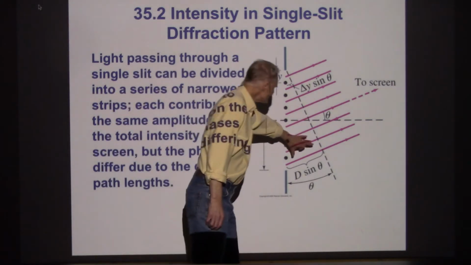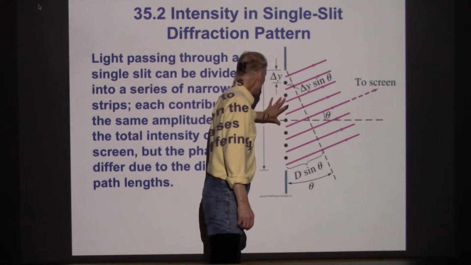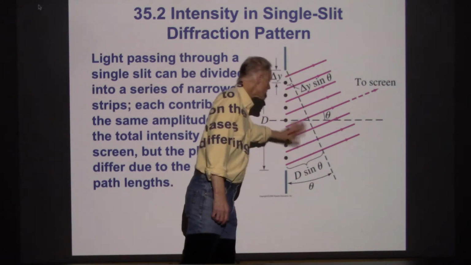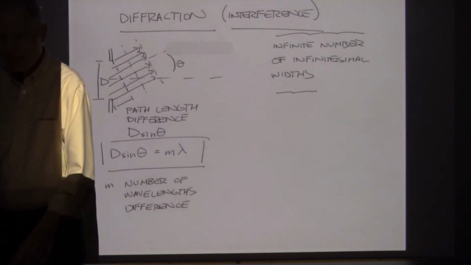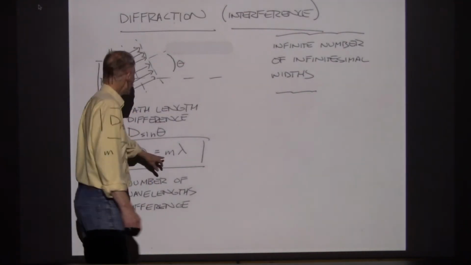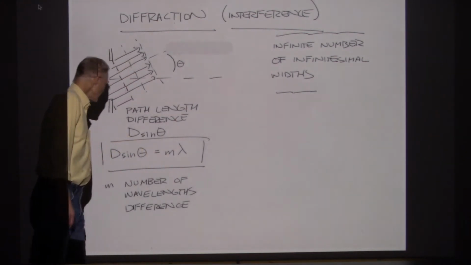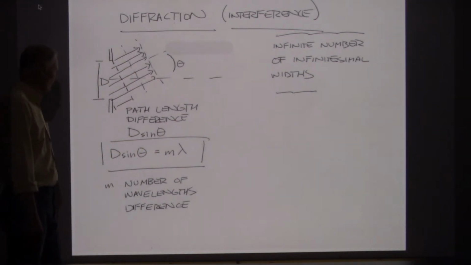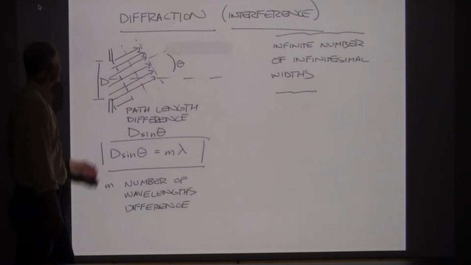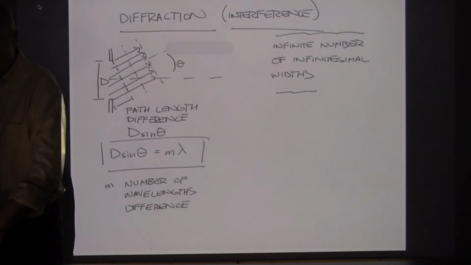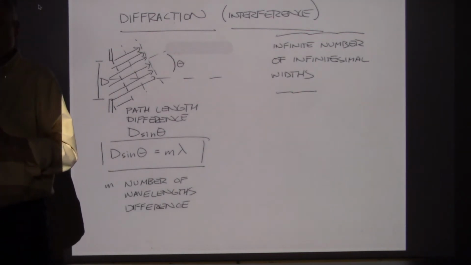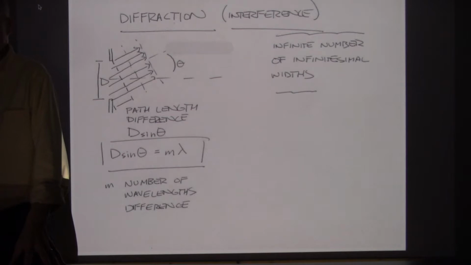The extra distance that we have here is going to be big D sine theta, just like before it was little d sine theta. And we're going to set that equal to some number of wavelengths, just like we did before. Number of wavelengths difference between the two paths. An infinite number of infinitesimal widths. So we're adding, and they're varying continuously. That type of interference goes by the name of diffraction.